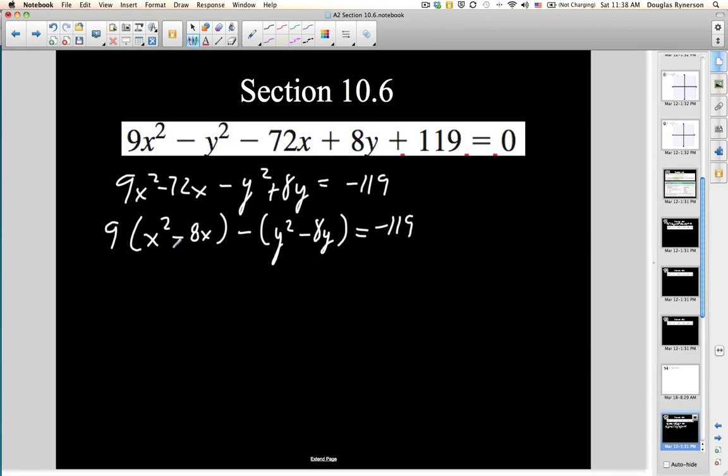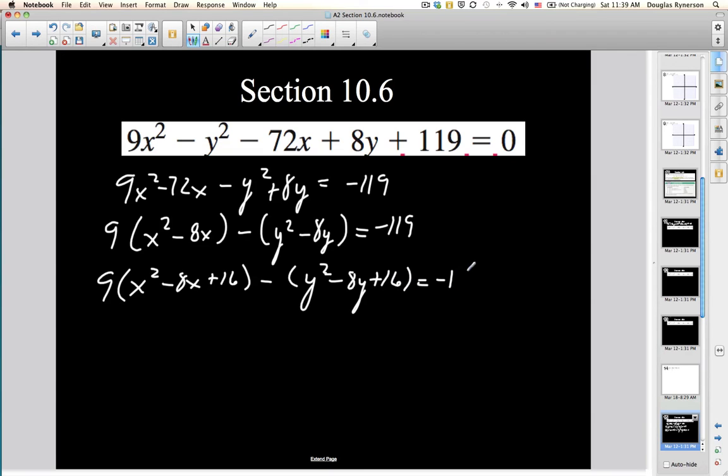I'm going to complete the square on both of these, so 8 divided by 2 is 4. 4 squared is 16, so I add 16. And the same over here, 8 divided by 2 is still 4, and 4 squared is still 16, so I'm writing in the same value here. Equals negative 119.